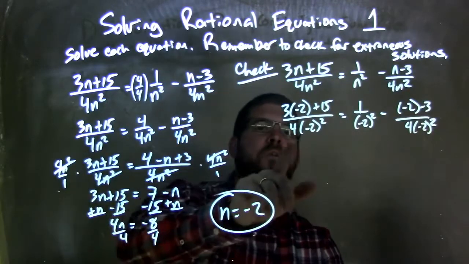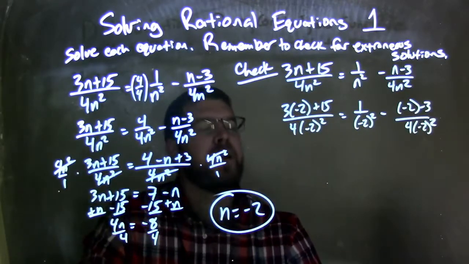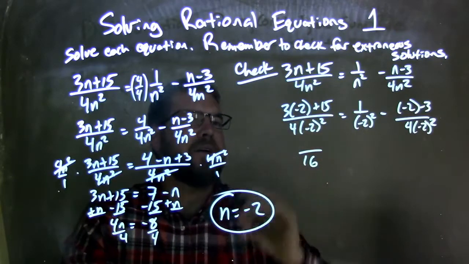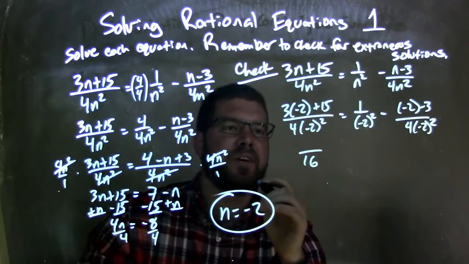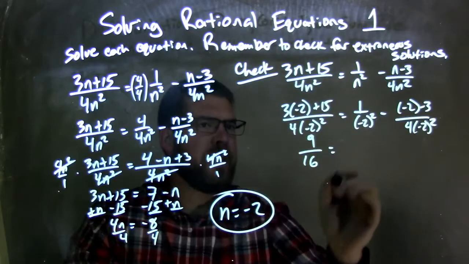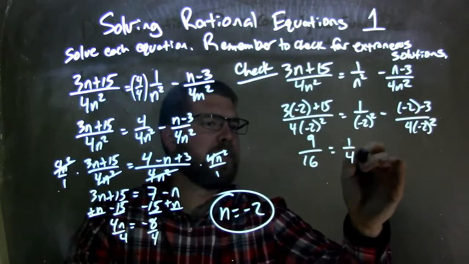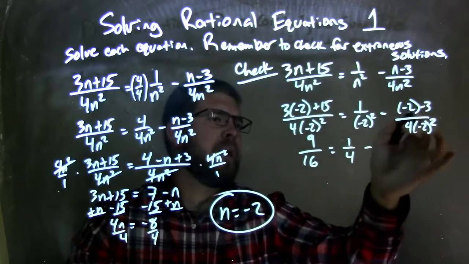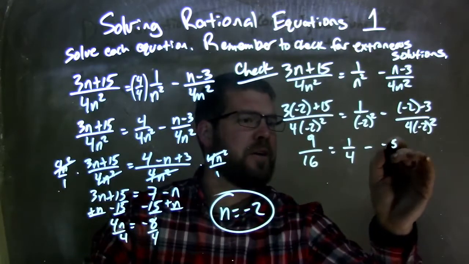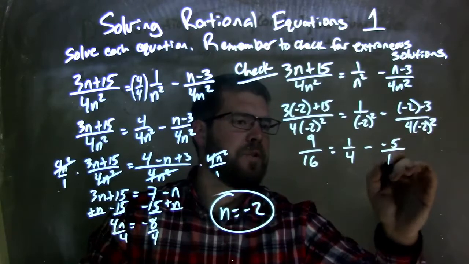A lot to do here. Negative 2 squared comes out to be positive 4, times 4, which is 16, so we have 16 in the denominator here, and 3 times negative 2 is negative 6, and negative 6 plus 15 is a positive 9. So we have 9/16 right there, is equal to, well here, 1 over a positive 4, minus, up there, negative 2 minus 3 is a negative 5, so negative 5 right there, over this down here is 16, right? Negative 2 squared is positive 4, 4 times 4 is 16.